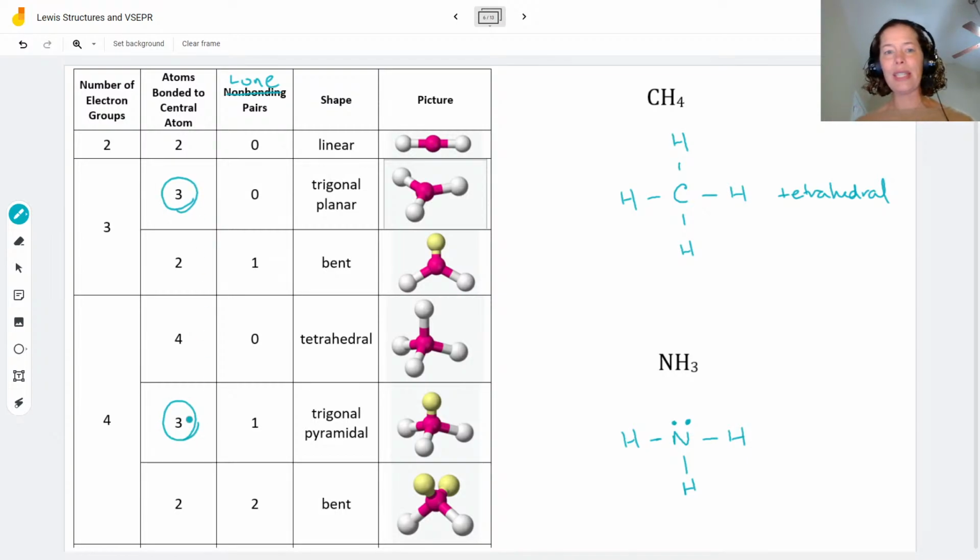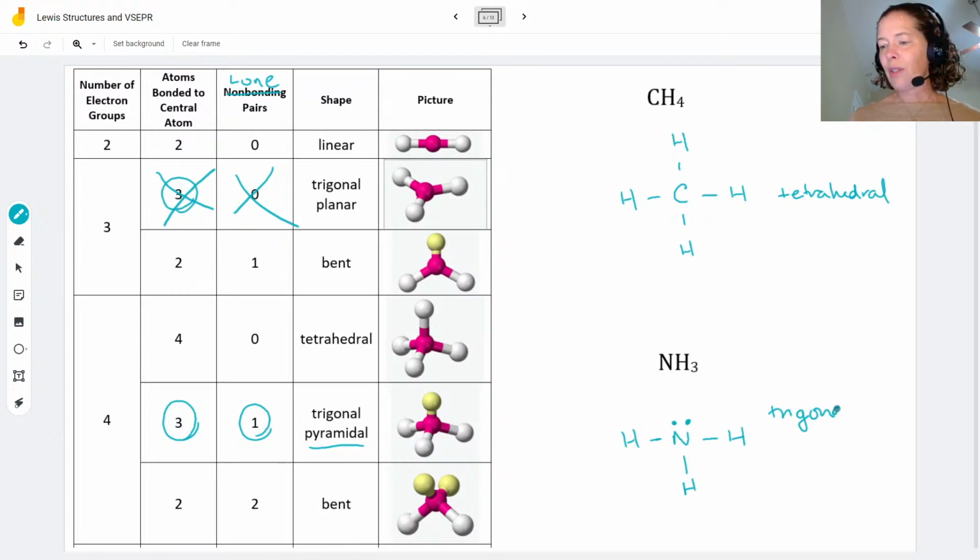So I need to narrow this down, and I narrow that down by looking at lone pairs. So again, focusing on just my central atom, not lone pairs anywhere else, just the central atom. Looking at nitrogen, I have 1 lone pair. So that means it is not this guy, but I have 1 lone pair, so I am trigonal pyramidal. Let me just write that down here. Trigonal pyramidal.